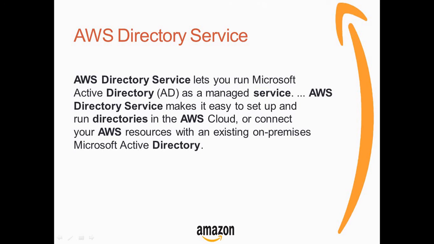It lets you run Microsoft Active Directory as a managed service. So remember this. AWS Directory Service makes it easy to set up and run directories in the AWS cloud or connect your AWS resources with an existing on-premises Microsoft Active Directory. So as the name says, AWS Directory Service, you can integrate your existing Microsoft Active Directory with, or you can say, connect it to your AWS resources.